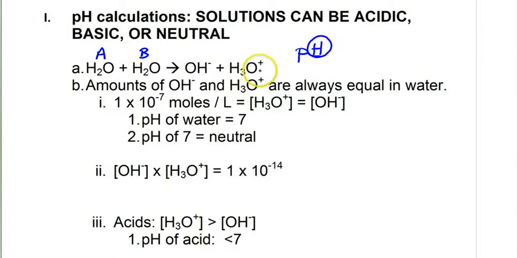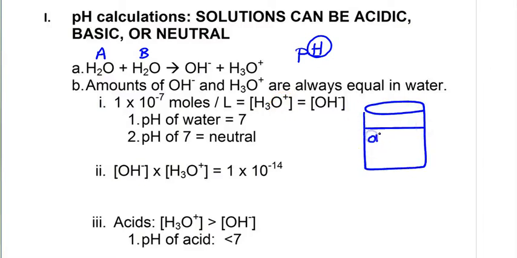And so the more hydronium you have, the more acidic it will be. The less hydrogen ion that you have, the more basic it will be, because you will have more of a presence of hydroxide. So the amounts of hydroxide ion and hydronium ion are always equal in water. So what that means is when you have, let's say, for example, in a beaker, equal amounts of hydroxide and hydrogen ion. So I'm also showing this as hydrogen ion, okay? Just because it's a little bit easier to write out.